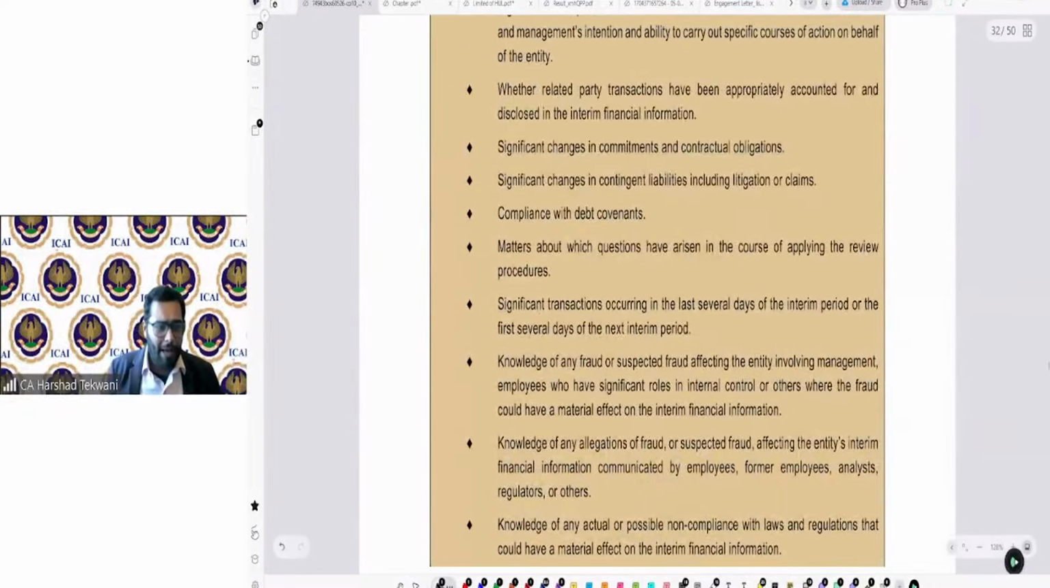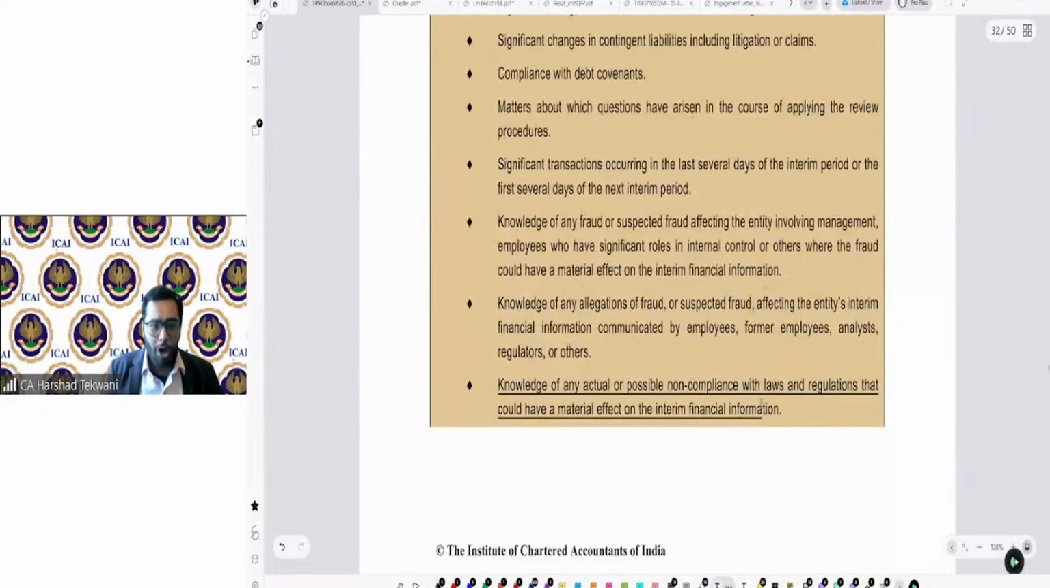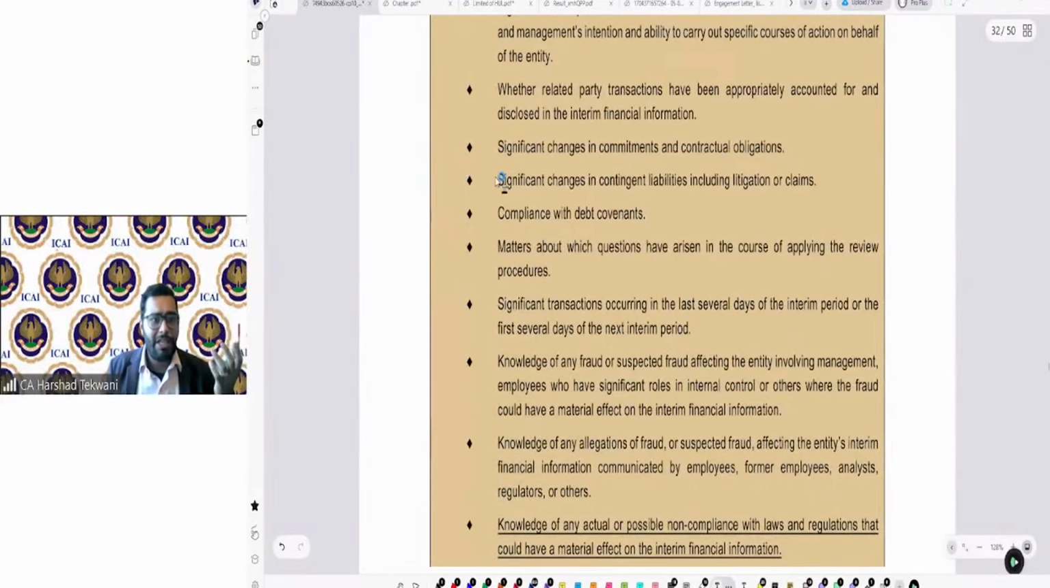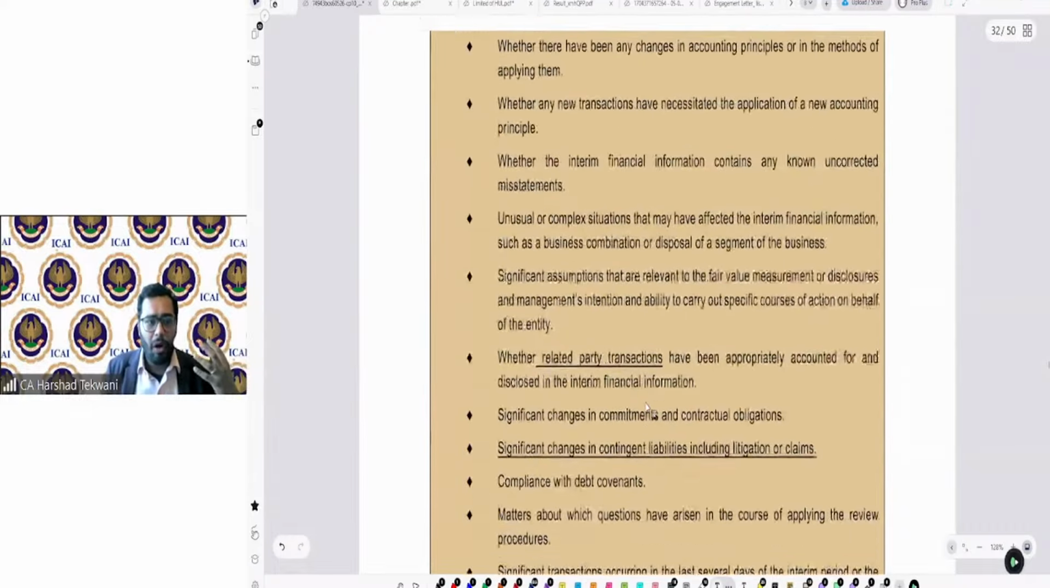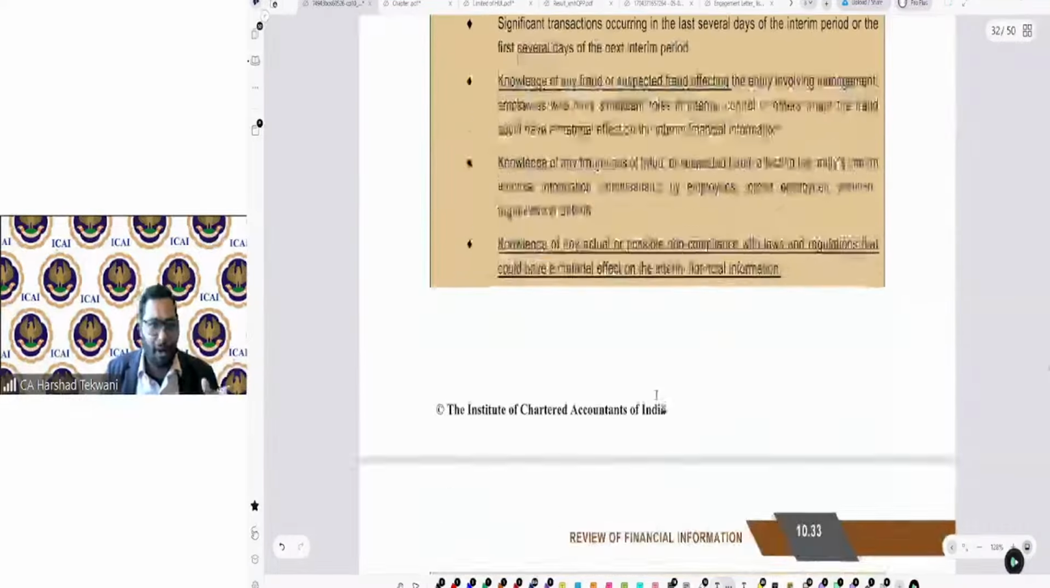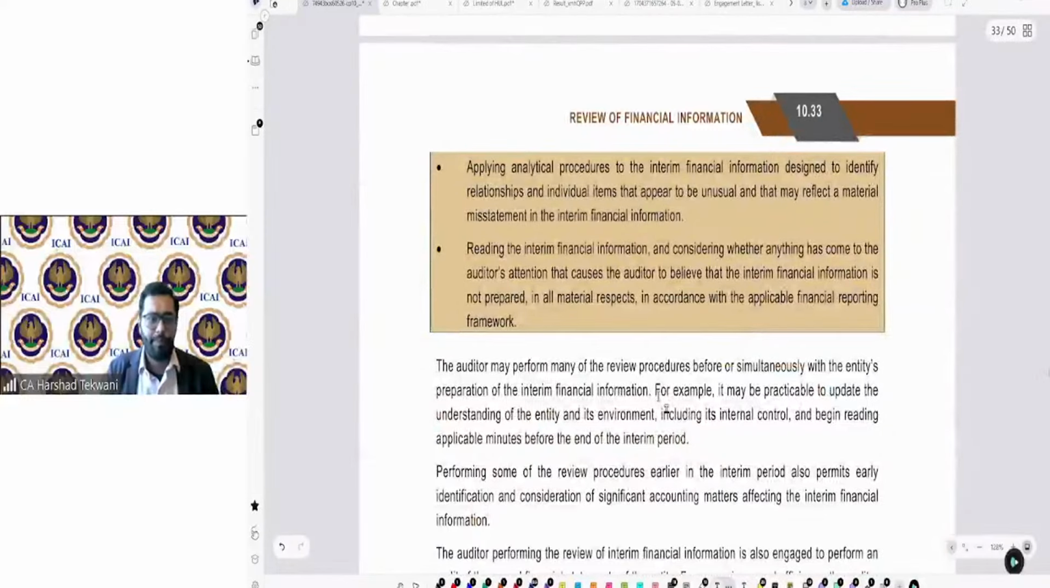Just to highlight a few things, for example, non-compliance with laws and regulations, or for example, significant changes in contingent liabilities, related parties transactions, knowledge of fraud or suspected fraud. The way we have seen in SRE 2400, similar on the similar lines. There is nothing different over here.